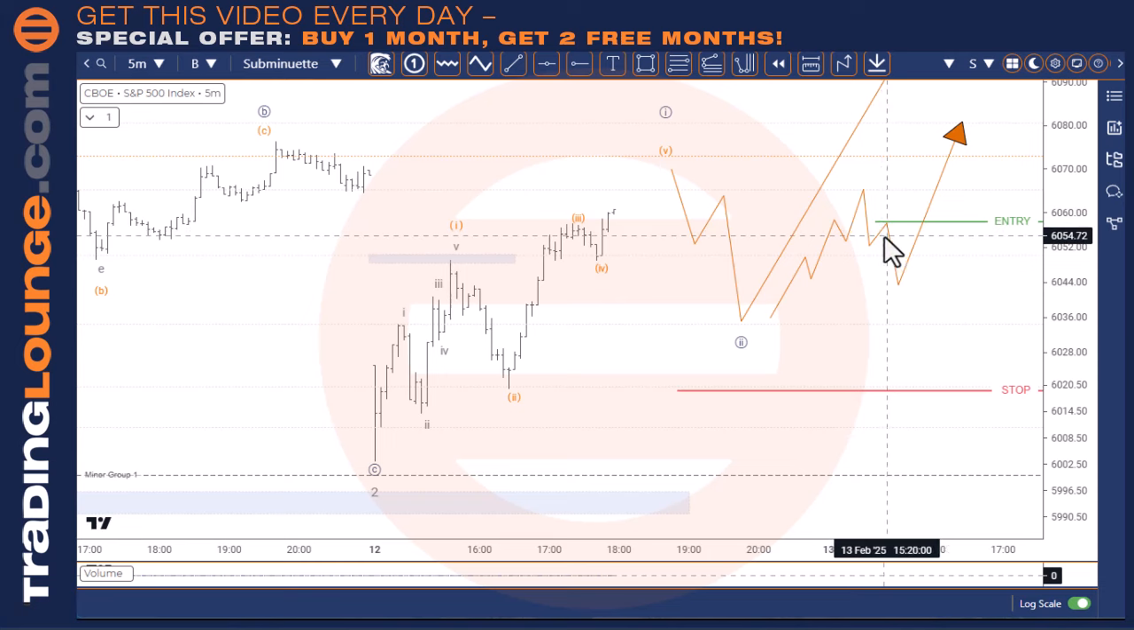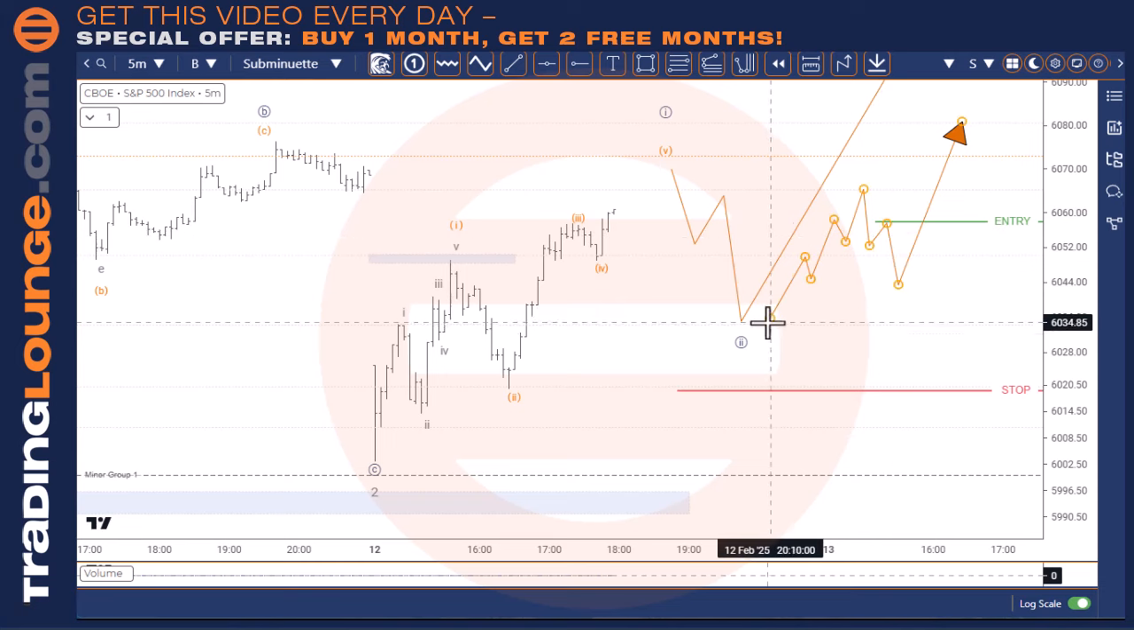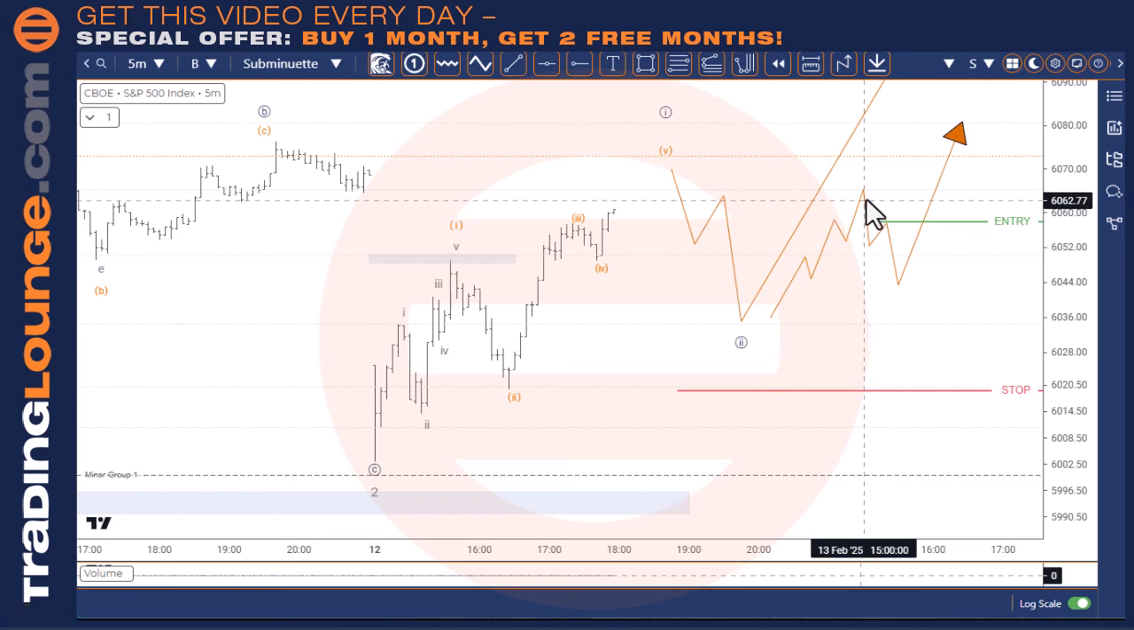And the idea of buying the B wave is that because you would have, from the last low, 5 waves here.